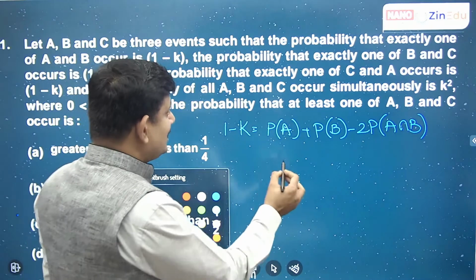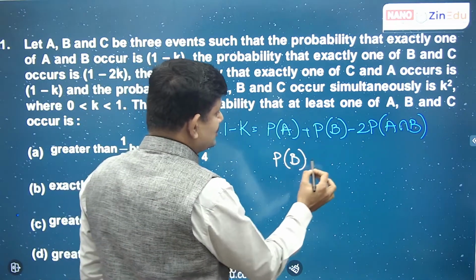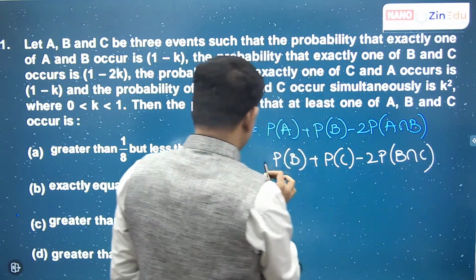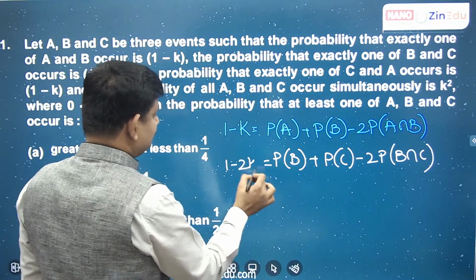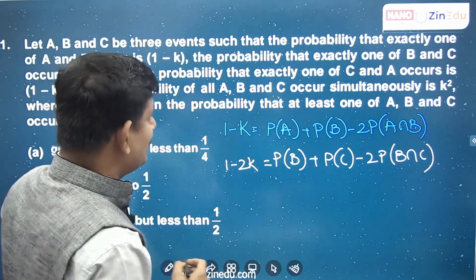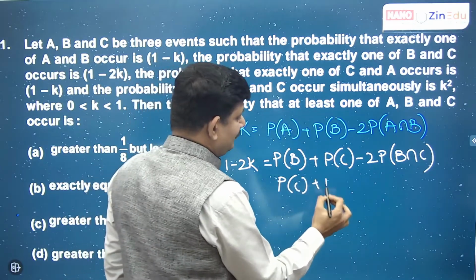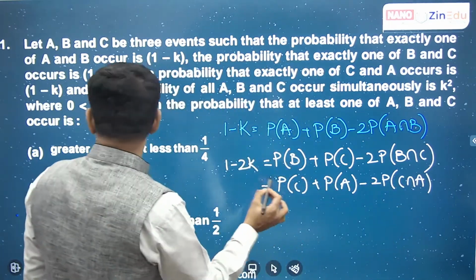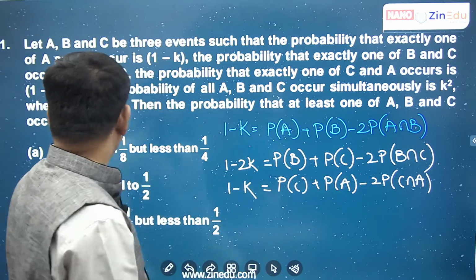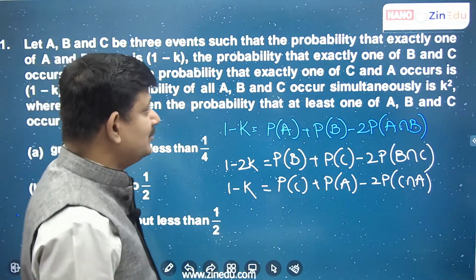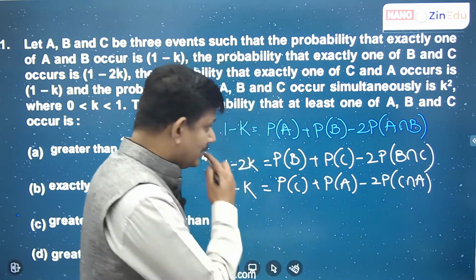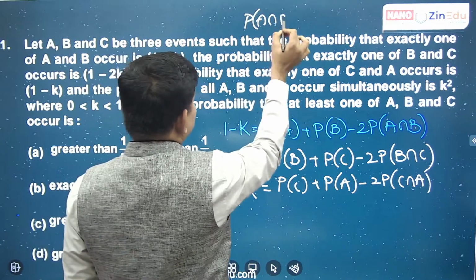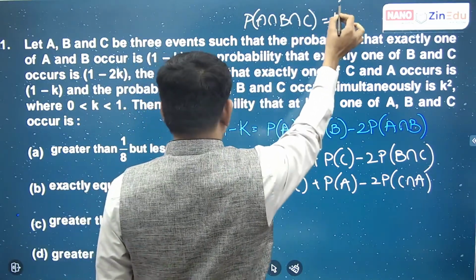Then probability that exactly one of B and C occurs, which is P of B plus P of C minus 2P of B intersection C. This is given to be how much? 1 minus 2K. Probability that exactly one of C and A occurs, P of C plus P of A minus 2P of C intersection A is given to be 1 minus K again. Probability that all of them simultaneously occur. What is the probability that all of them simultaneously occur? P of A intersection B intersection C is given to be K square.